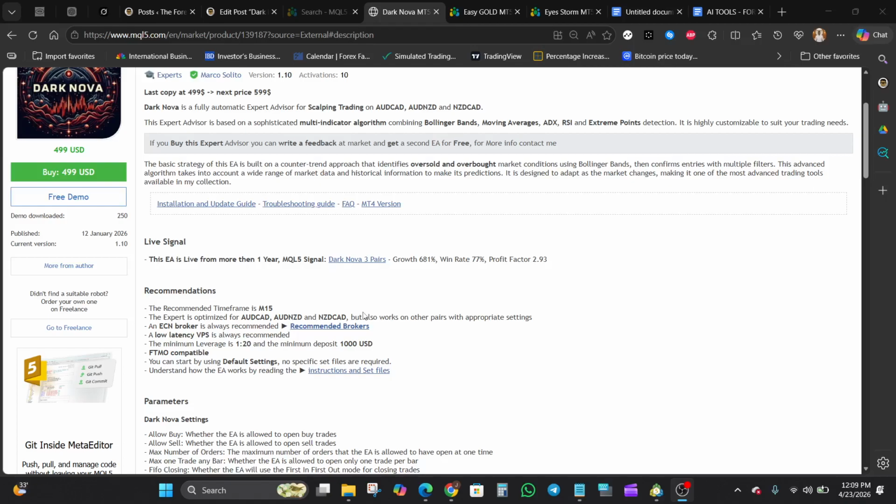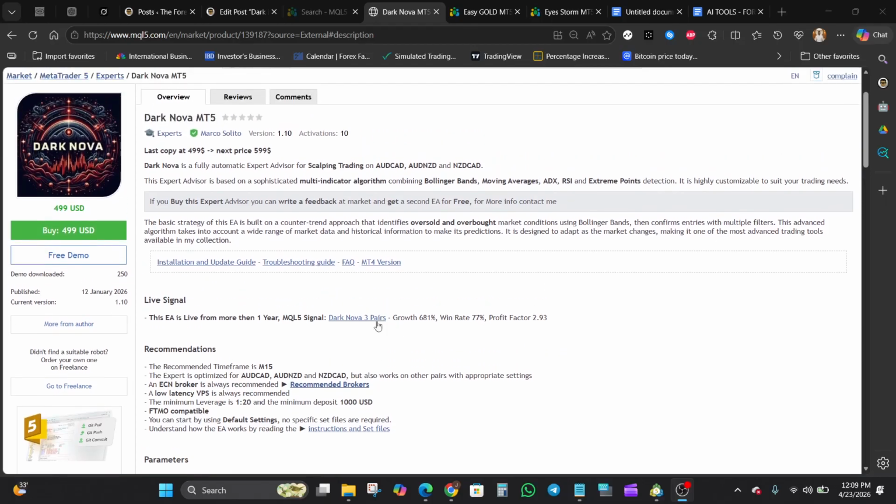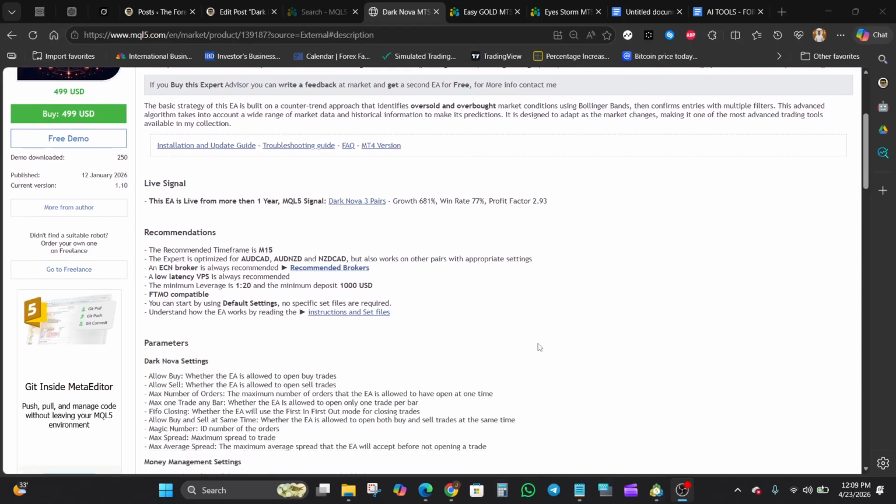But as always, we focus more on how the strategy actually behaves rather than just numbers. So overall, from the marketplace perspective, this EA is built as a multi-indicator, highly customizable scalping system. Now let's just break down how the EA is structured.